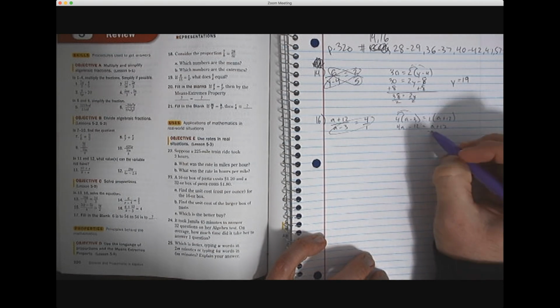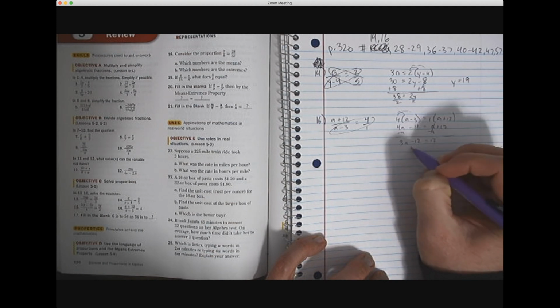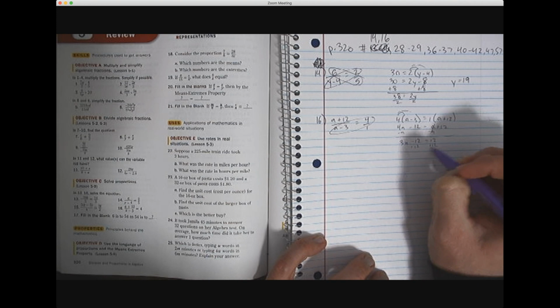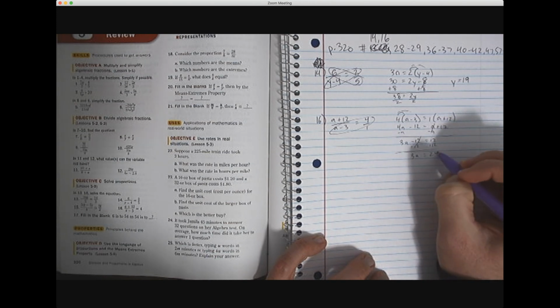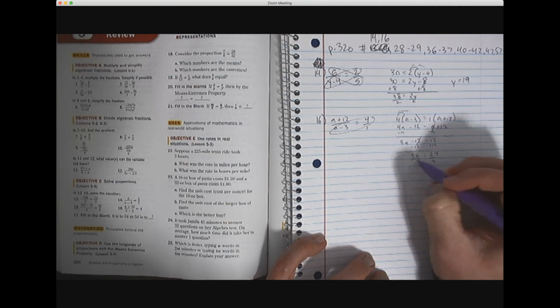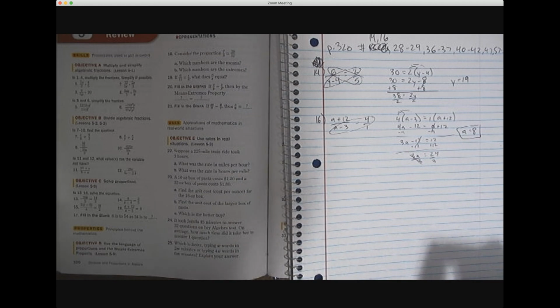Subtract a on both sides, minus the smaller. So it is 3a minus 12 equals 12. We're going to add 12 to get rid of this minus 12. Divide by 3. And a equals 8.